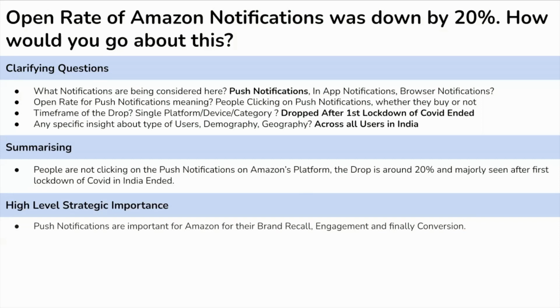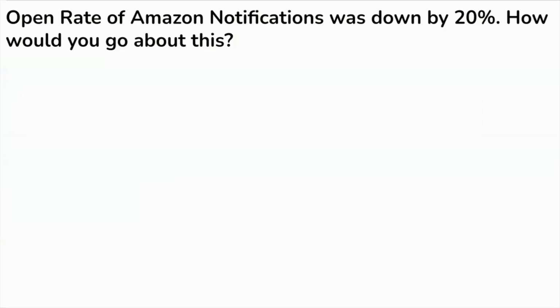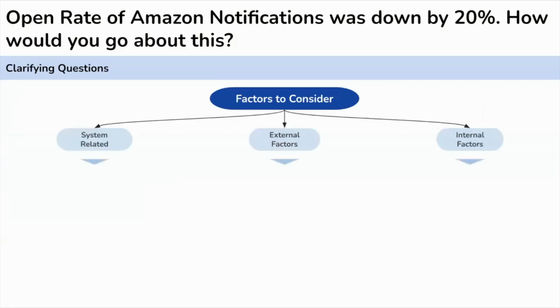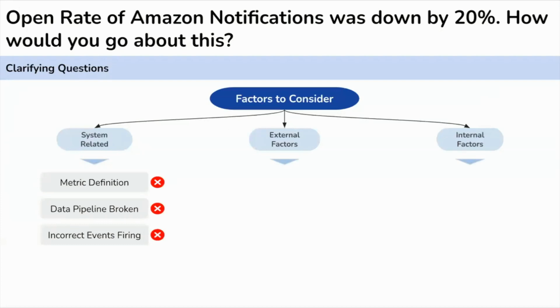Now that we know the strategic importance of push notification, how should we go about solving this problem? We will consider potential factors that can be held responsible for this drop. These factors can be system-related, external, or internal. The system-related factors can be a change in metric definition, incorrect event firing, a broken data pipeline, or a bug introduced in the last production release. Right? These can be the potential high-level system-related factors which can cause this issue. But none of these factors has caused this issue.